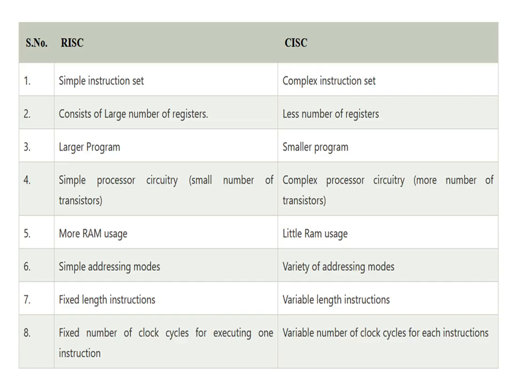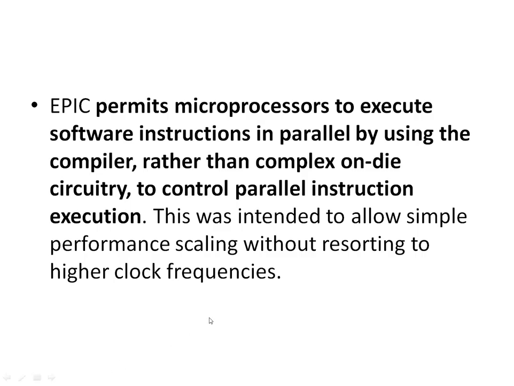RISC has simple processor circuitry, CISC has complex circuitry. RISC has more RAM usage, CISC has less RAM usage. RISC has simple addressing modes, CISC has a variety of addressing modes. RISC has fixed-length instructions, CISC has variable-length instructions. RISC takes a fixed number of clock cycles to execute one instruction, CISC takes a variable number of clock cycles. EPIC permits the microprocessor to execute software instructions in parallel by using the compiler rather than complex online circuitry to control the parallel instruction execution. This way it allows simple performance scaling without resorting to higher clock frequency.